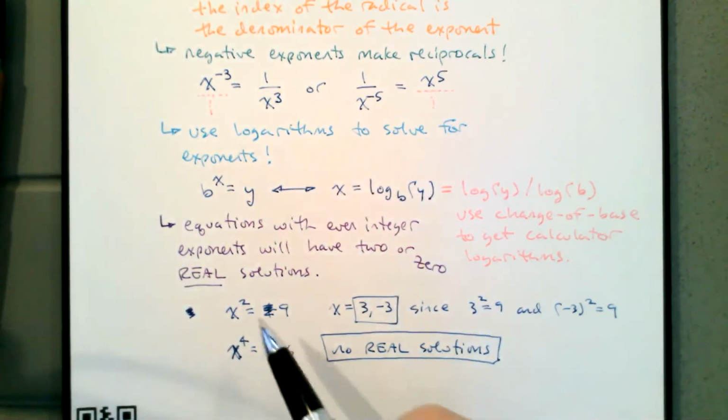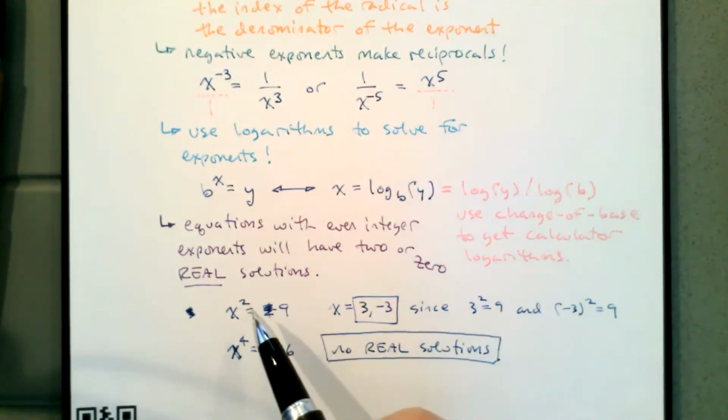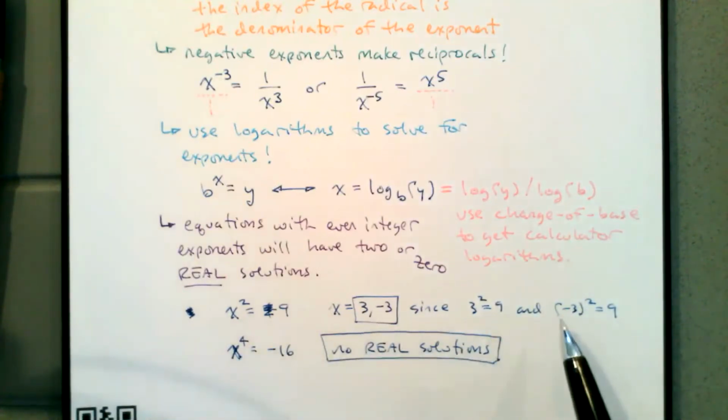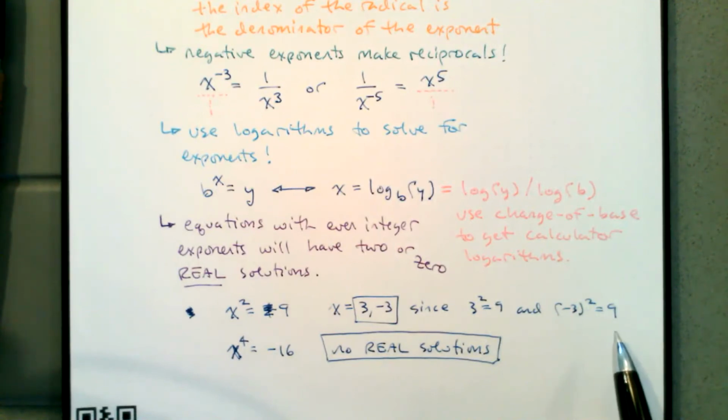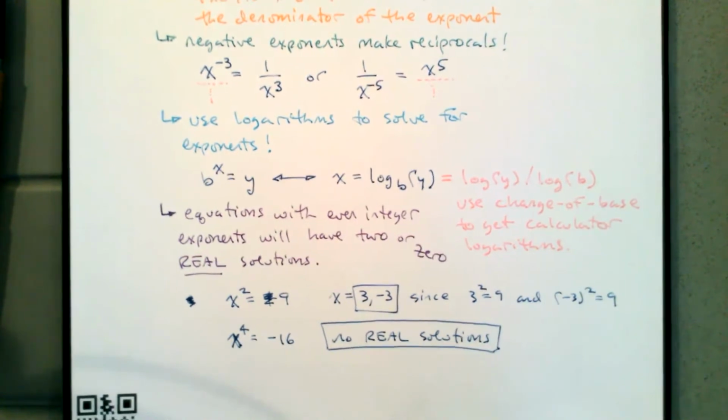I usually phrase this by saying even exponents do not respect negatives. They try to make everything positive. Take that -3, even exponents, positive 9. Odd exponents just give you negative real solutions, so that's fine.